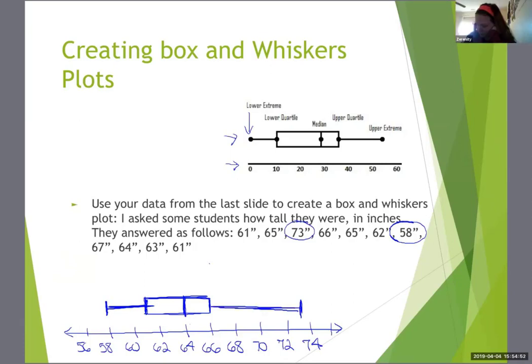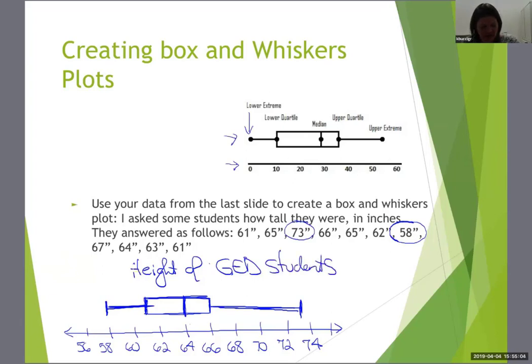Yep. Now, as usual on a graph, if I was really creating this, I would want a title. So I'd probably say something like height of GED students. And I would want my number line labeled so I knew what it was. And I didn't really leave myself room for that. But it might say something like height in inches. And so I would know what was going on. But here is a pretty fair example of a box and whiskers plot.